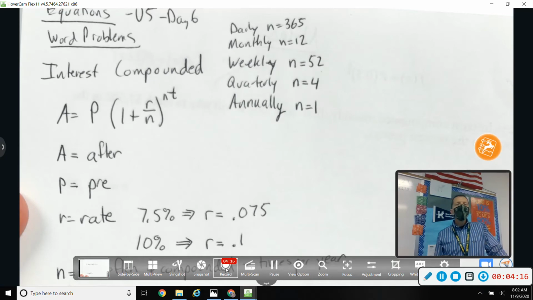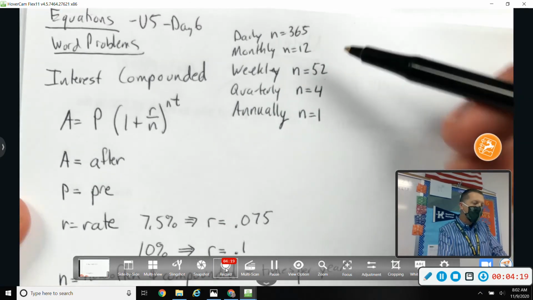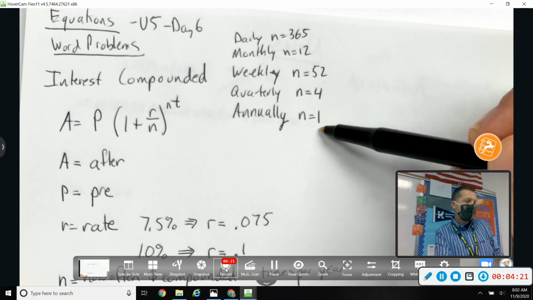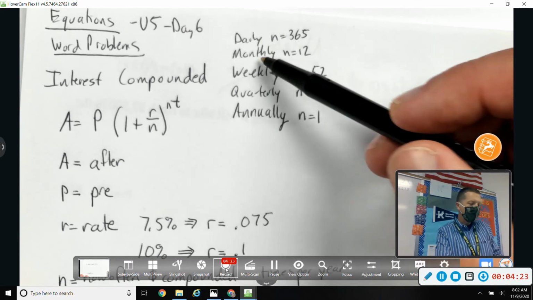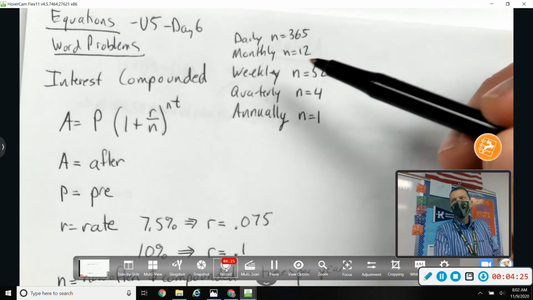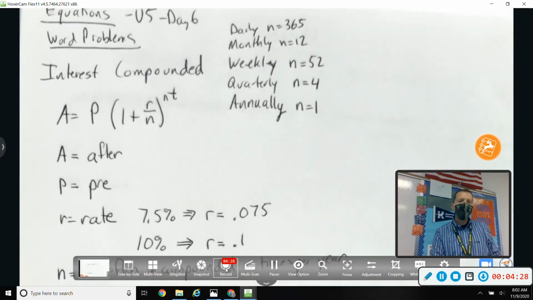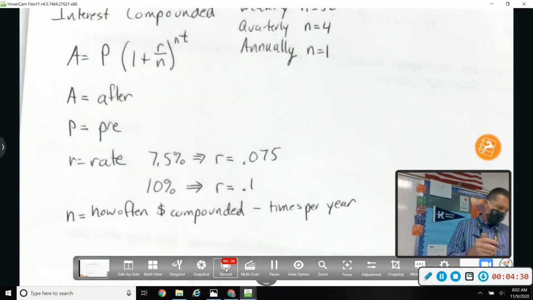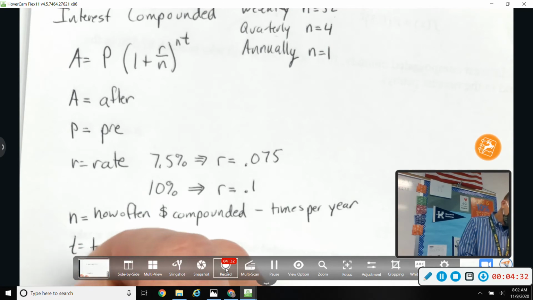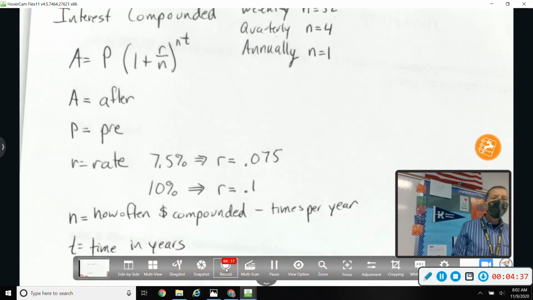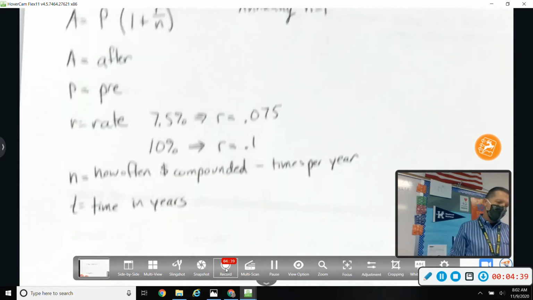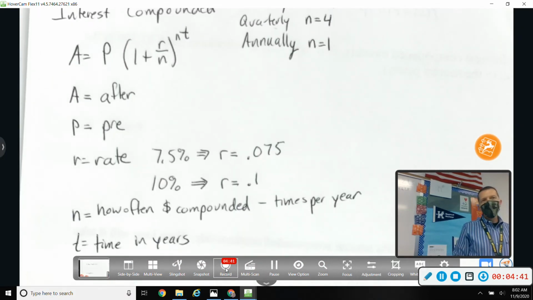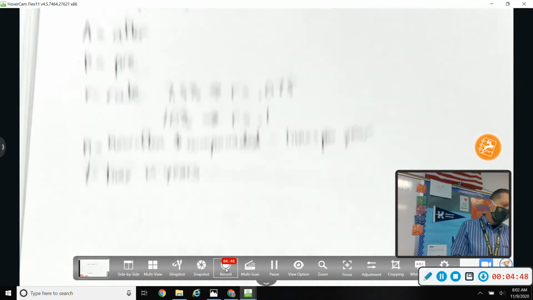So N, you have to be careful with, because the problem's not going to come out and say what N is. It's going to use a word like daily, monthly, weekly, quarterly, annually, and you have to know how to translate that into N. And then T is time in years. I think I just want to walk through all 4 of the equations, and then we'll flip it over and do some problems together.